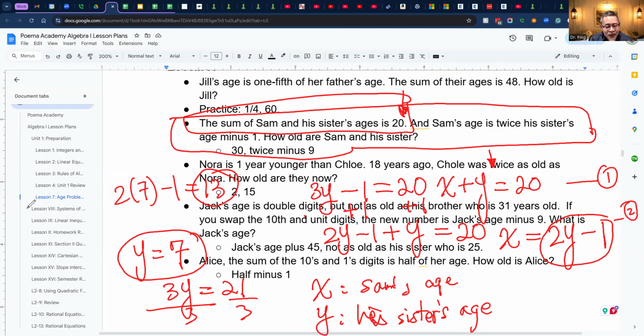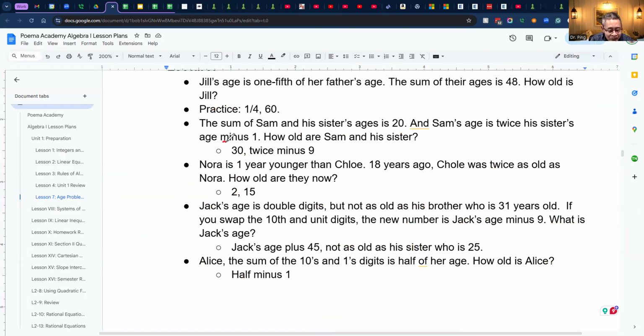Okay, we're going to see another exercise on this. So this time, the sum of Sam and his sister's age is 30, and Sam's age is twice his sister's age, minus 9. So we changed that. Then how old are Sam and his sister? Okay, well, let's see. Same thing. We have x as Sam and y as his sister. That's their ages.